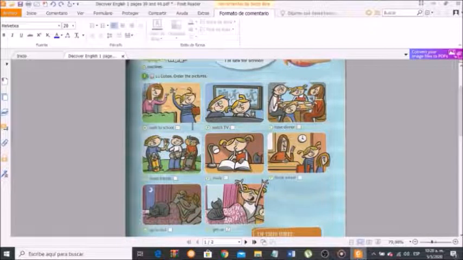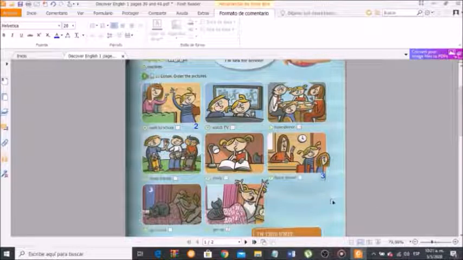Okay, let's check. So we know that picture number one is get up. What about picture number two? Very good. Picture number two is walk to school. Then, what is picture number three? Very good. Finish school. So, she goes to school, she spends some time there, and then she finishes school.